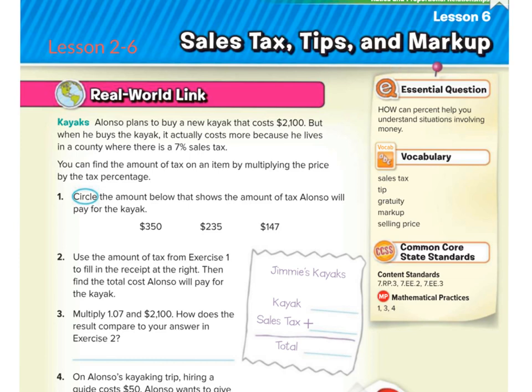Typically, the sales tax in Ontario is 13%, so it means we have to add 13% to the price tag. Tips, we typically have a tip ratio of about 15%, so we would have to add 15% to the price of a meal or so. And a markup is when a price has increased by a certain percentage.